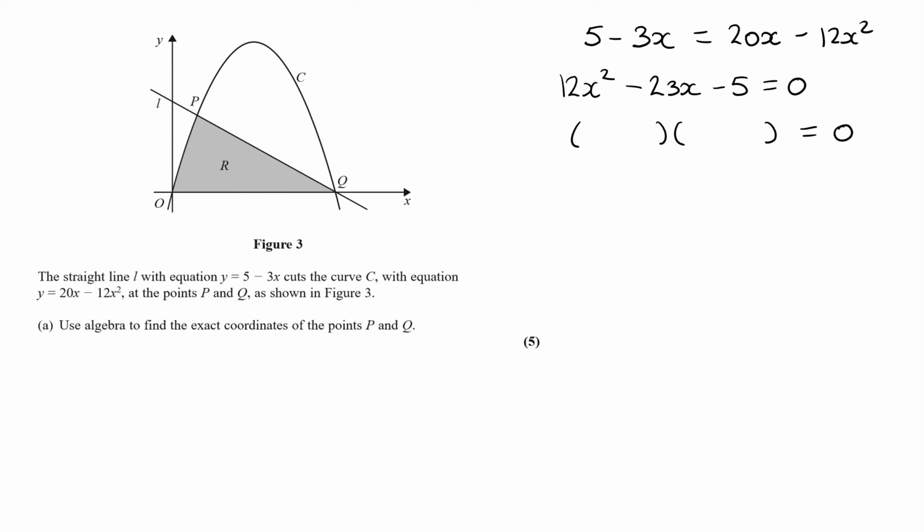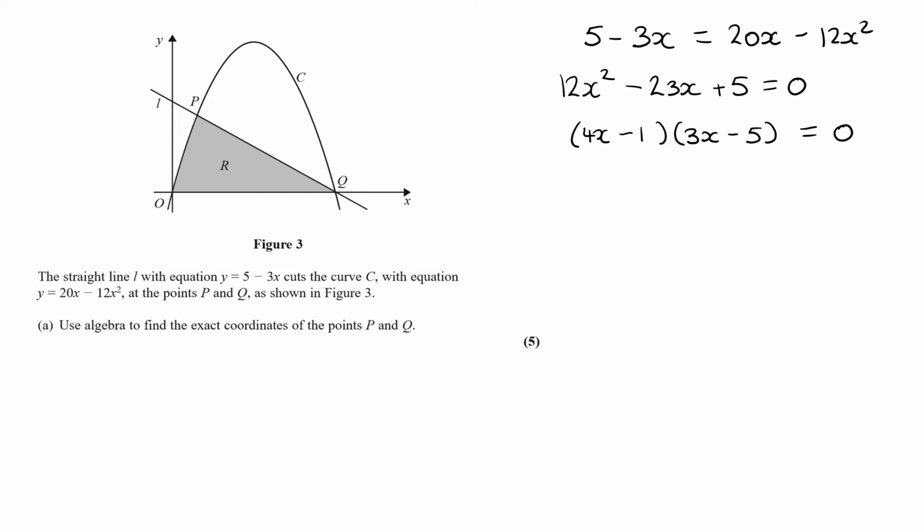Sorry, this should be a plus 5 here. Okay, so that's a plus 5 there. The reason why we can do this is because 5's a prime number and you've also got minus 23x. So I know that I need a minus 1 and a minus 5. That's the only two things it could possibly be. Then I go through the options of how I can make the 12x squared. So think about numbers that multiply together to make the 12. And if I put a 4x here and a 3x here, then I am going to get that minus 23x.